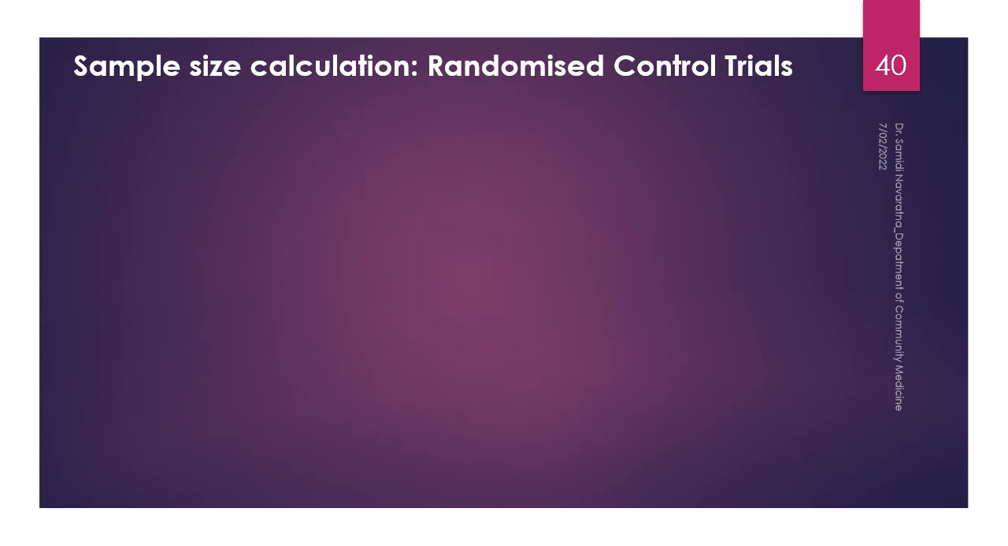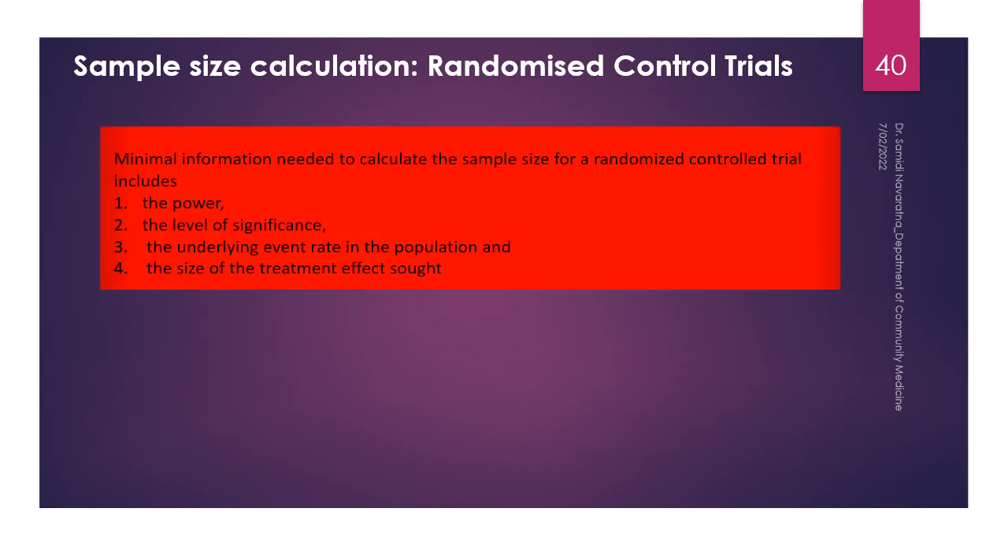So, similar to the case control studies, for randomized control trials also, we don't need to memorize the equation, because we can use the formulae available on electronic resources, or we can use Lwanga and Lemeshow's booklet. However, the information needed to calculate the sample size for randomized control trials also includes the power, the level of significance, the underlying event rate in the population, and the size of the treatment effect sought.